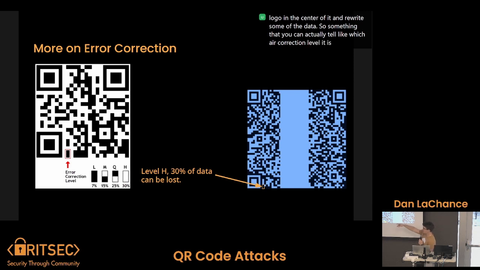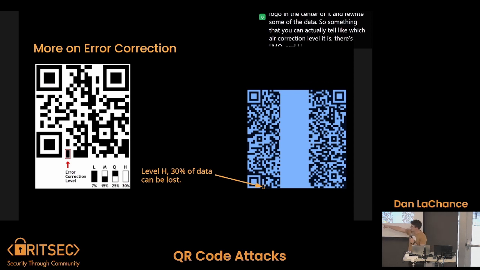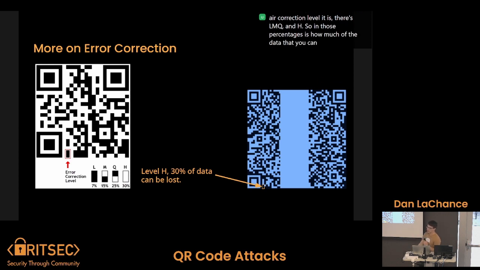So you can actually tell which error correction level it is. There's L, M, Q, and H. And those percentages are how much of the data you can completely lose or wipe out, and the QR code will still scan. So this one's level H. It's the highest level. H stands for high. So it can lose 30% of the data, and this QR code will actually still scan. Again, same thing. It's just going to give you an invalid phone number because iPhone scanners stink.